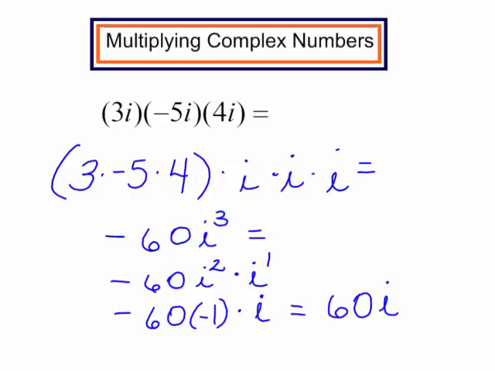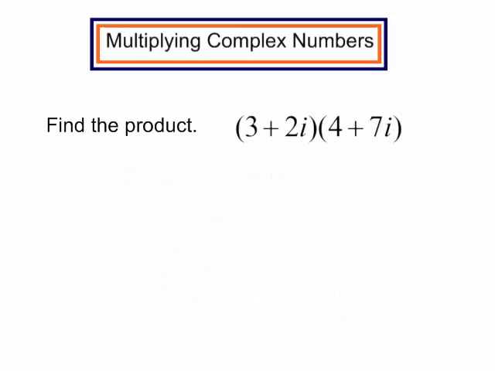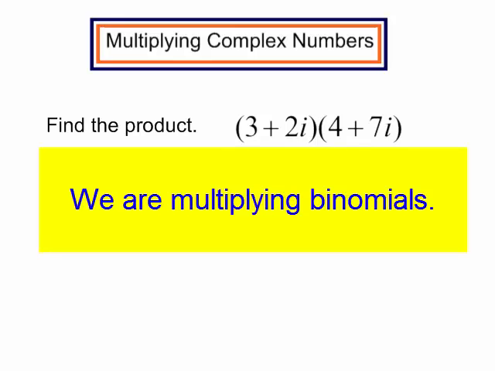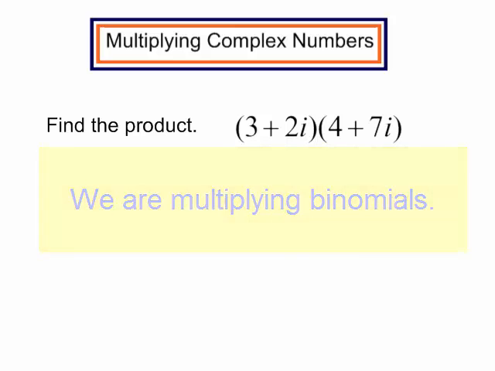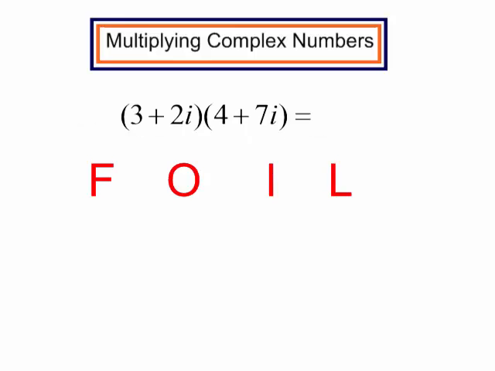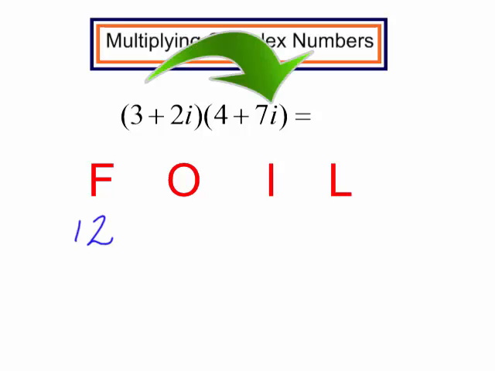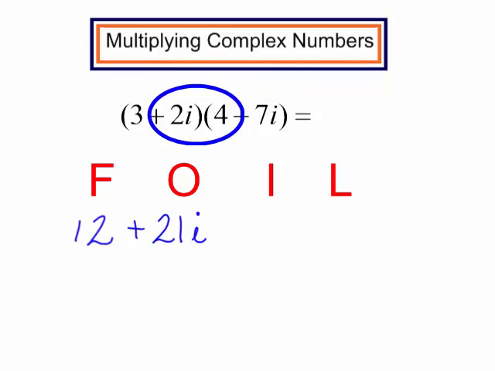Let's try another one. Find the product of 3 plus 2i and 4 plus 7i. We are multiplying binomials. When we multiply binomials, we could use FOIL. Let's multiply the first term in each complex number. 3 times 4 is 12. The outer terms, 3 times positive 7i, will be a positive 21i. The inner terms, positive 2i times 4, that will be positive 8i.